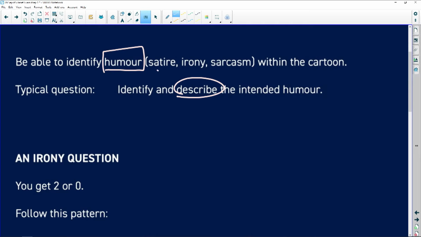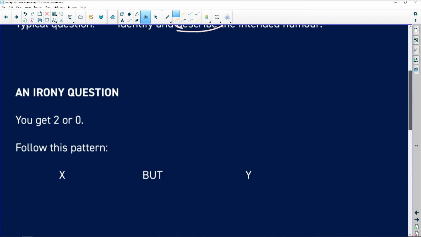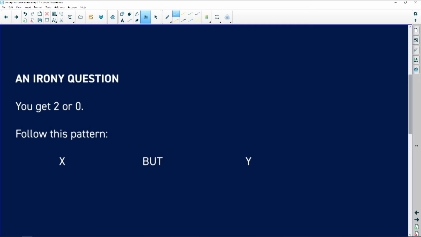Look for these kinds of humor. Be careful, this one is usually verbal, and it's when you say the opposite of what you mean in order to hurt somebody. But humor in a cartoon is usually irony. So please, won't you go straight for irony and see if the cartoon has irony? And you get 2 or 0 if you are asked about irony, and you follow that pattern.